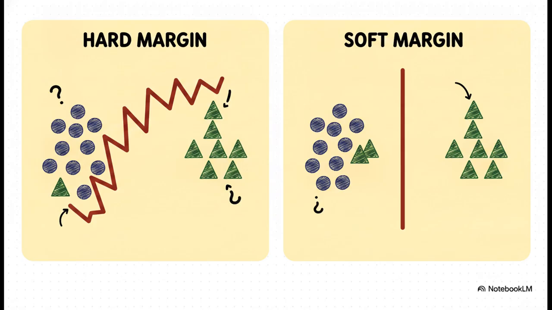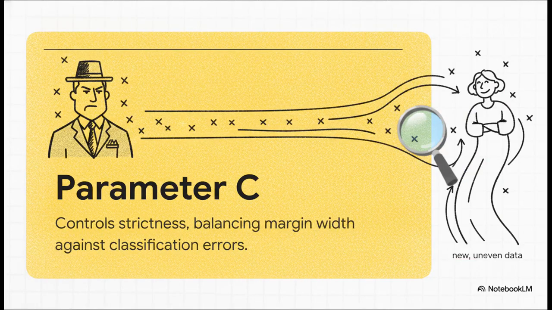It intentionally allows a few classification errors just to create a much more stable, generalized boundary. So how do we actually control this flexibility? We use something called parameter C. Parameter C is our regularization parameter.